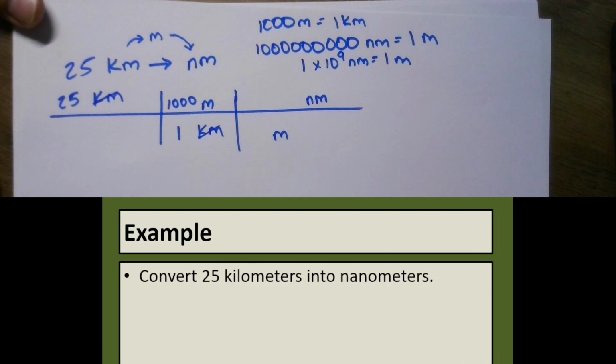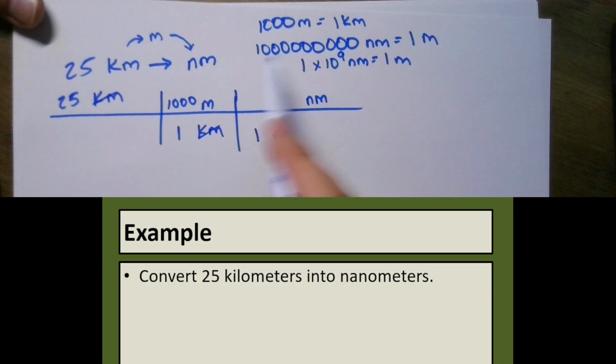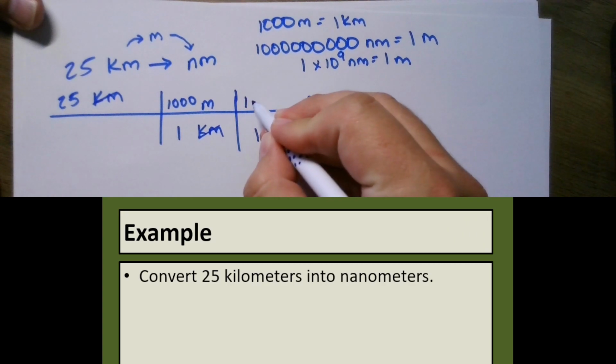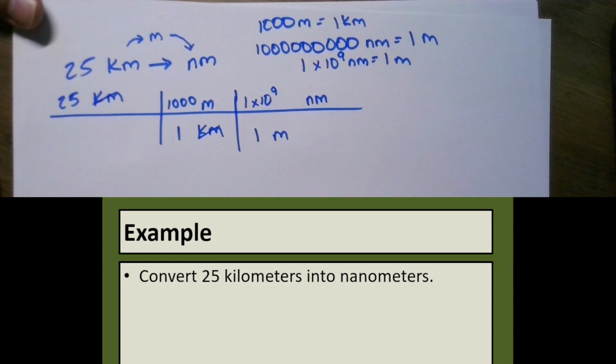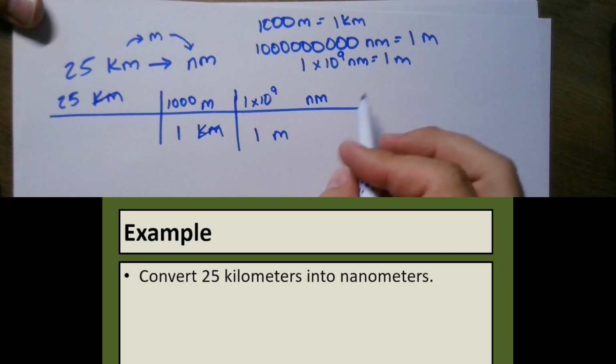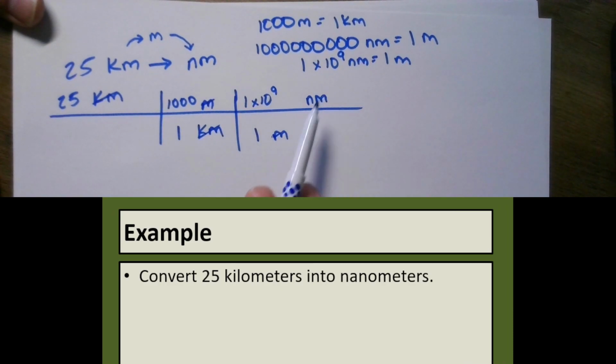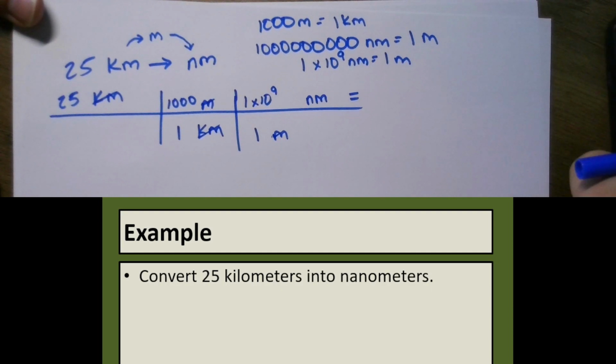Okay, we just talked about 1 meter being a billion nanometers. So I'm just going to put 1 times 10 to the 9th. You could also put in that whole number there. And now we have the unit we want. Meters are gone. The only unit we're left with is the one we want. So that means we're ready to solve. Multiply all these numbers on top together.